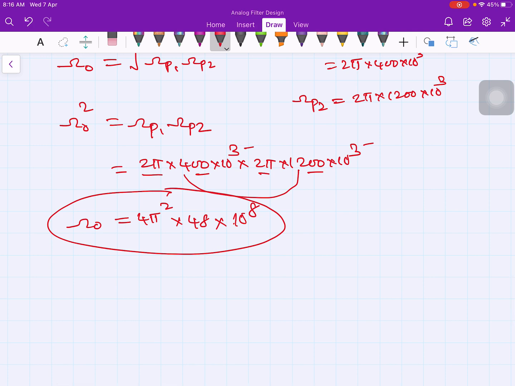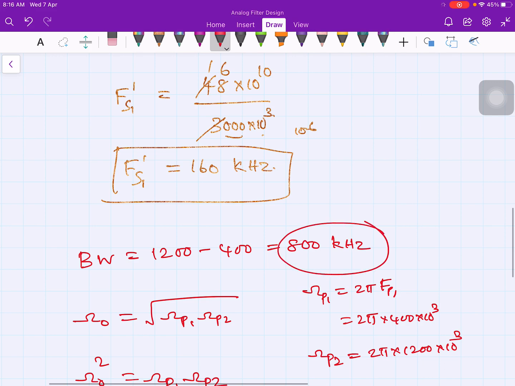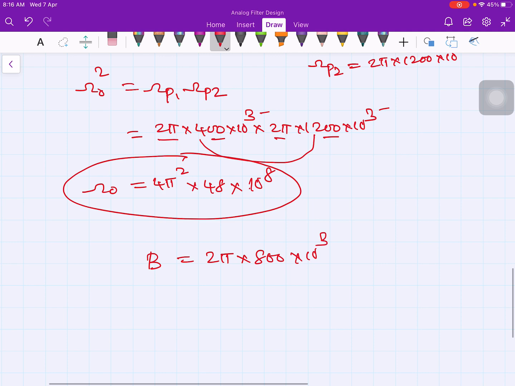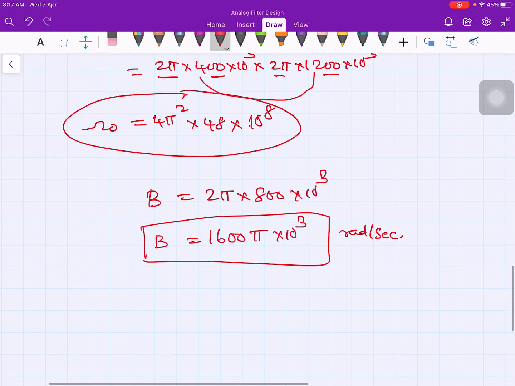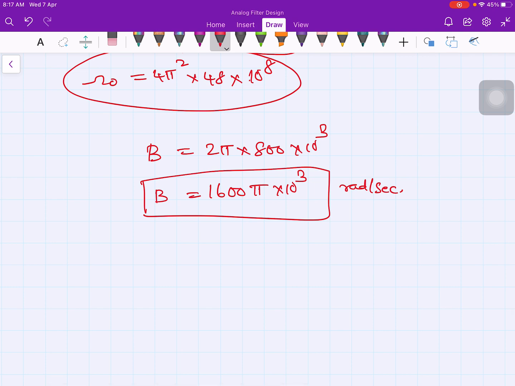Now what do we require? We require the bandwidth. The bandwidth is in radians per second. So 2 pi times this 800, just now we calculated, right? This 800. So 800 times 10 to the 3. This is 1600 pi times 10 to the 3, B, radians per second. Okay, so B is in radians per second. We have to express it in radians per second, because the transfer function contains B times omega naught by Q.